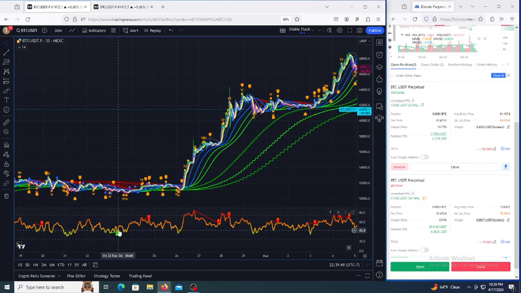So right here, W, or divergence, and then a W after it. Entry point. Okay, let's go to a lower time frame. Let's go to 15 minutes.